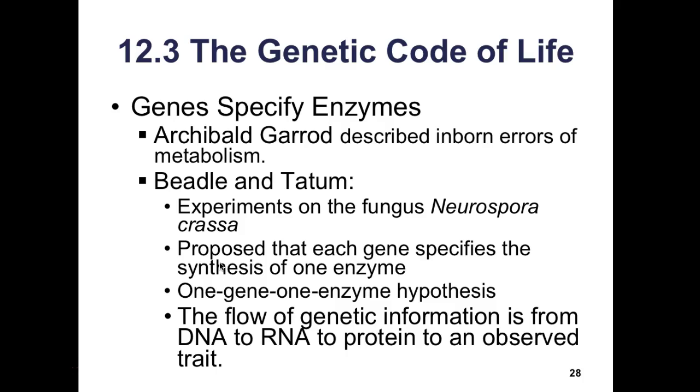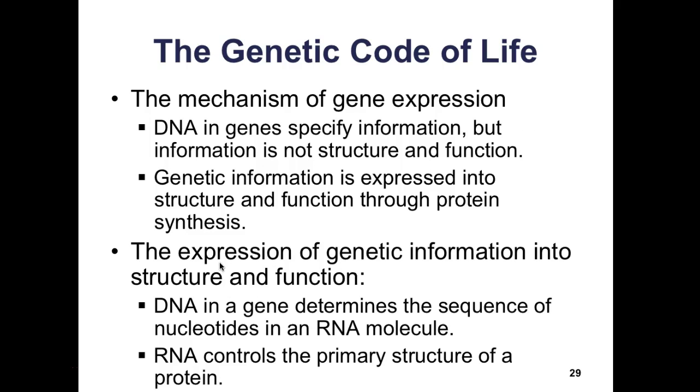So genes are specific to proteins. Each gene will specify a protein. In this case, that protein would happen to be an enzyme protein. So, one gene, one enzyme hypothesis. And ultimately, the flow of genetic information is from DNA to RNA to protein to an observed trait. So, the genetic code of life.